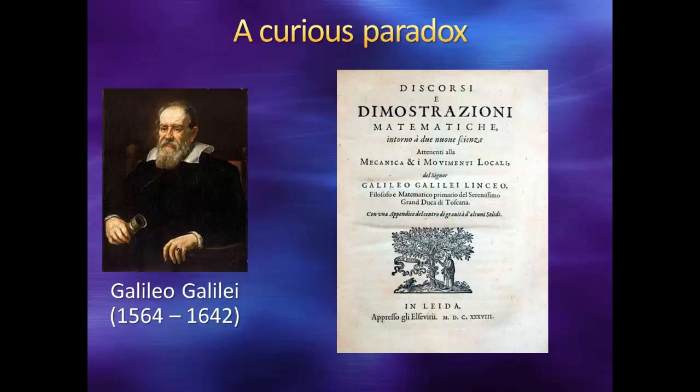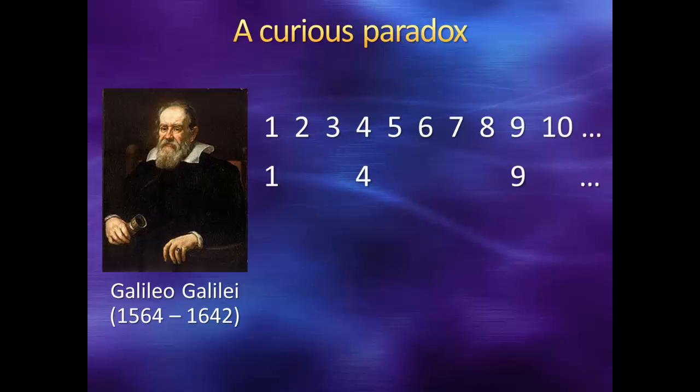It's easy to see that the perfect squares, 1, 4, 9, 16, 25, and so on, are a proper subset of all the natural numbers. So this suggests that there are fewer perfect squares than there are natural numbers.